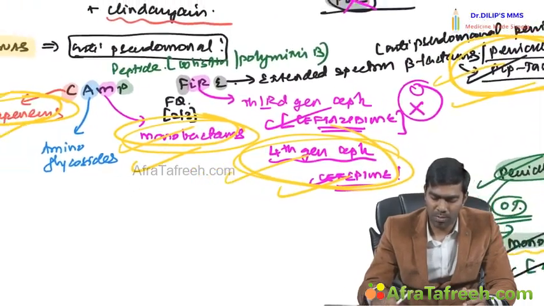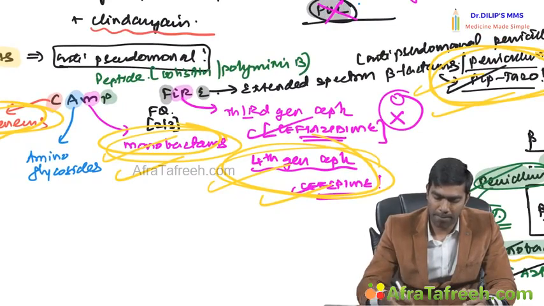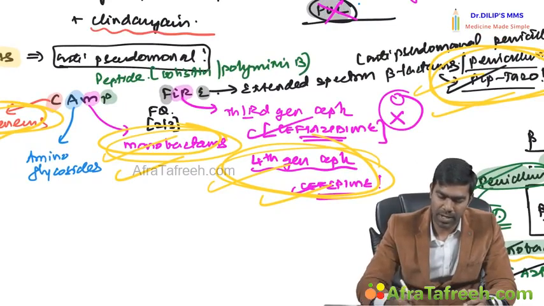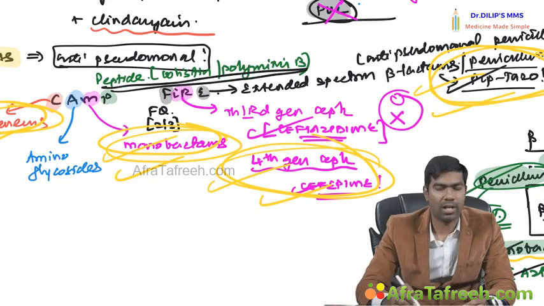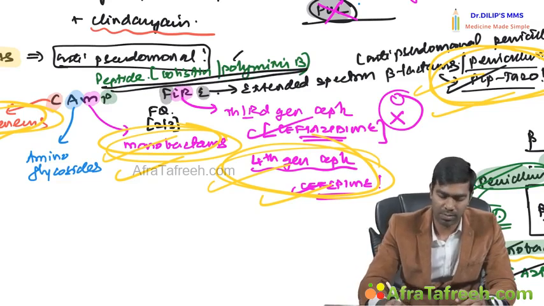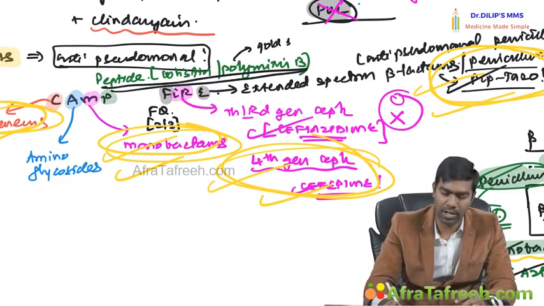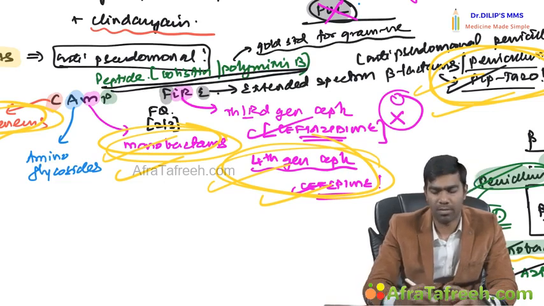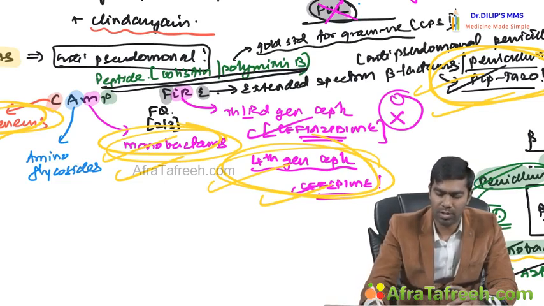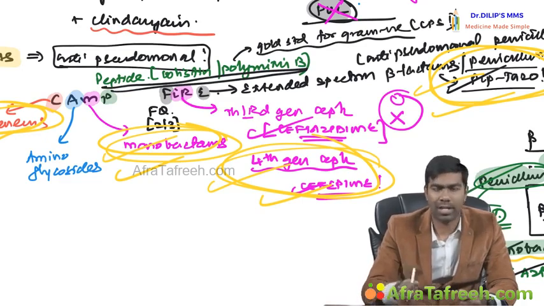But what about the polypeptide antibiotics? These peptide antibiotics which I told you about, colistin and polymyxin, remember, are highly effective for Pseudomonas again. In fact, these peptide antibiotics are the gold standard for any gram negative, because they act on a target like the LPS that is present in almost every gram negative organism.